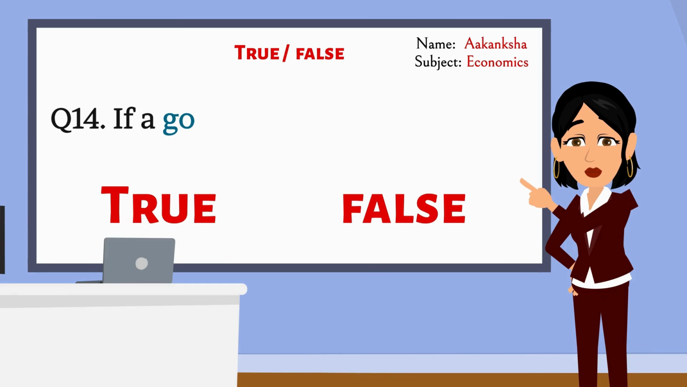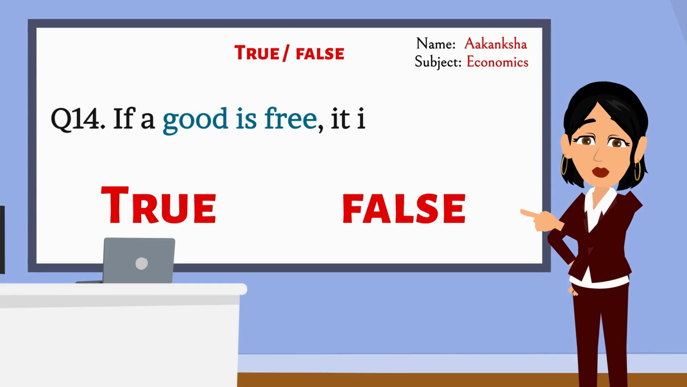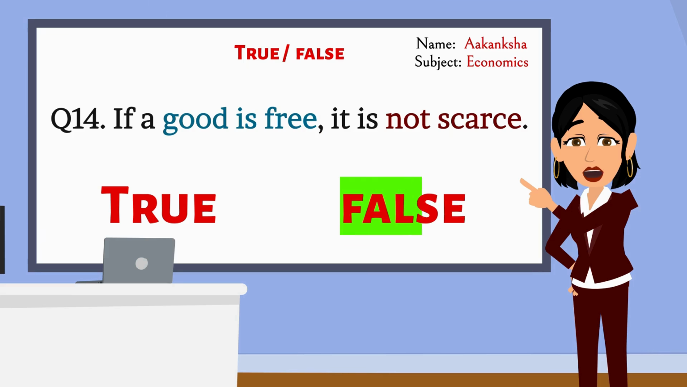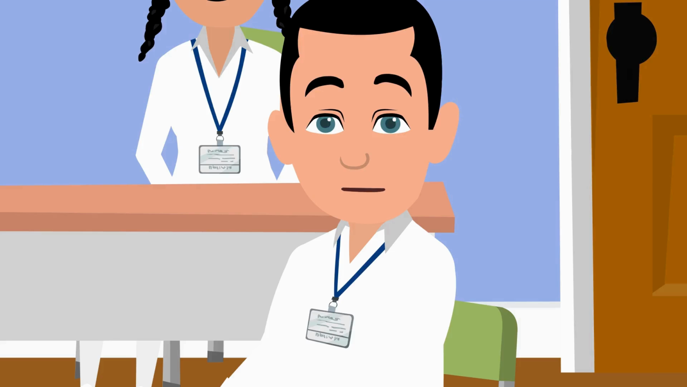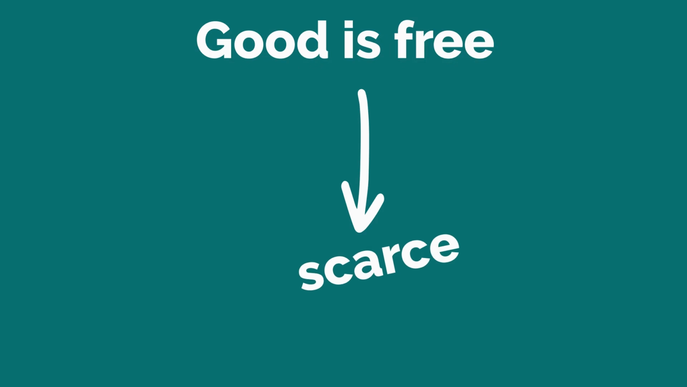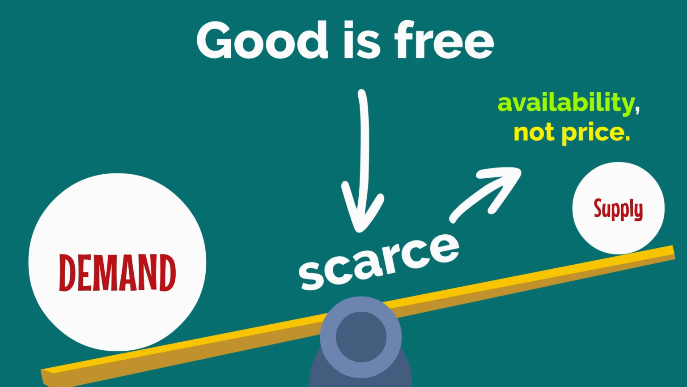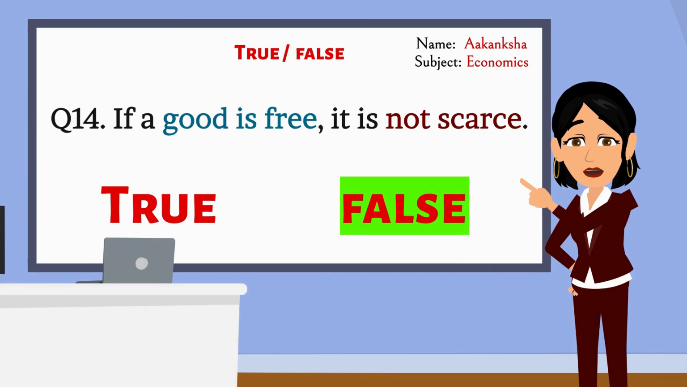Question 14. If a good is free, it is not scarce. True or false? It's a false statement, ma'am. Correct. Why is it false, Ansh? Even if a good is free, it can still be scarce if the supply is limited compared to demand. Scarcity is about availability, not price. Exactly. A very important concept.